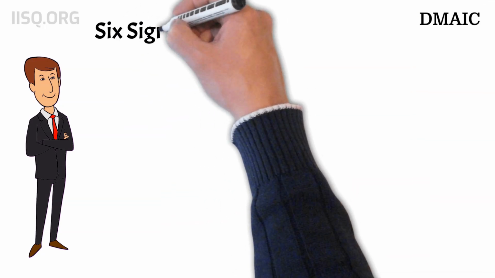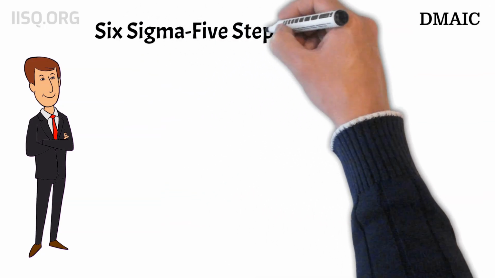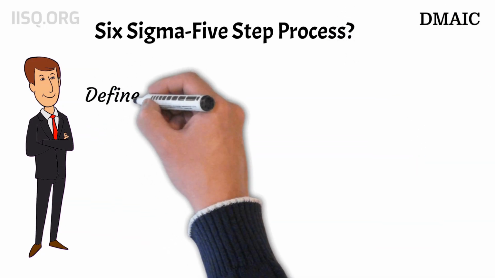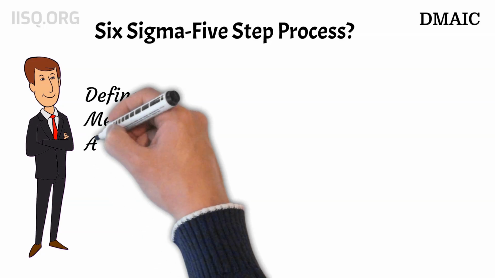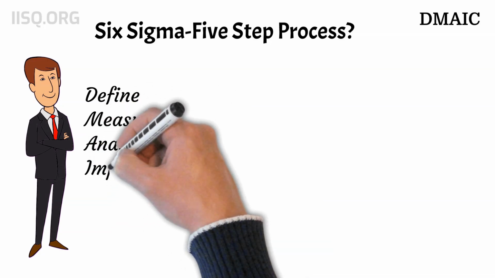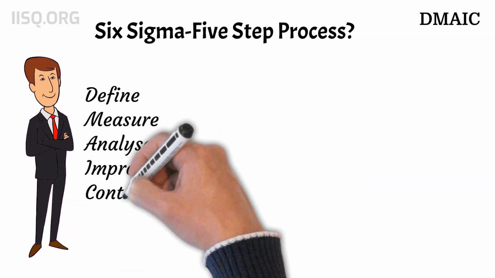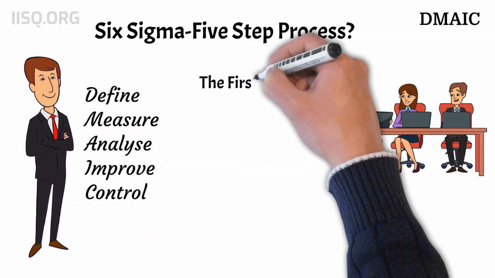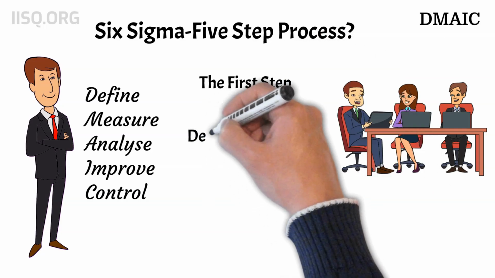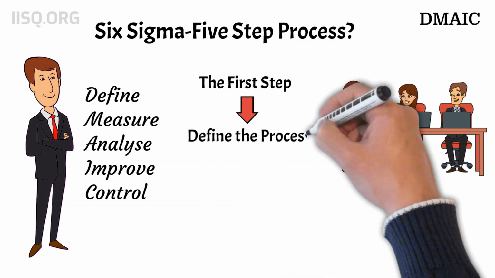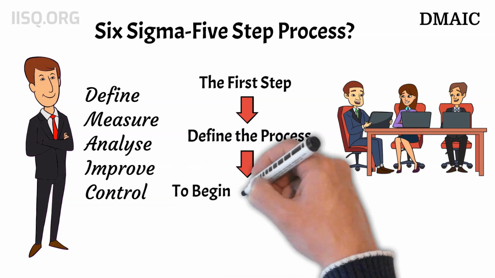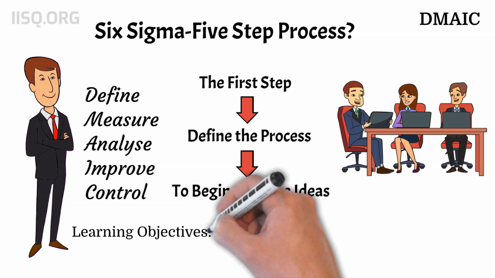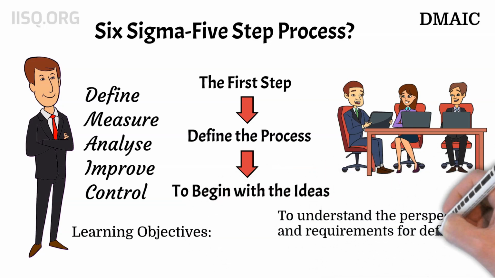In a Six Sigma approach, the process improvement is carried out in a 5-step process. These are: define, measure, analyze, improve, control. As a first step for this, the Six Sigma team has to first define the process. Let us understand how to begin with the ideas. Here the learning objective is to understand the perspectives and requirements for defining a process.